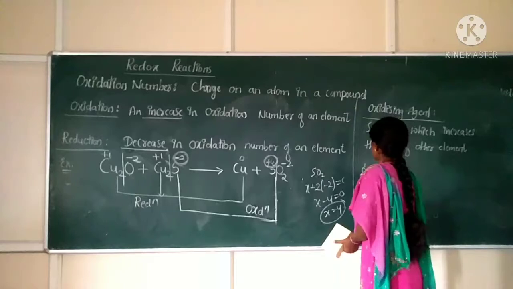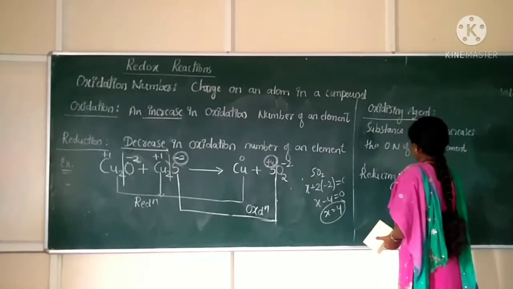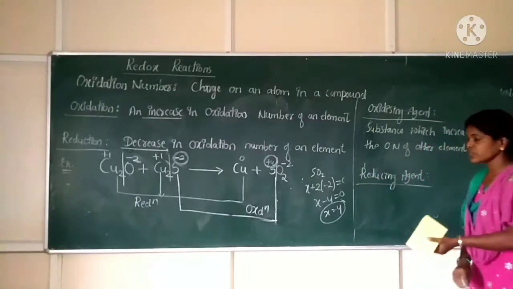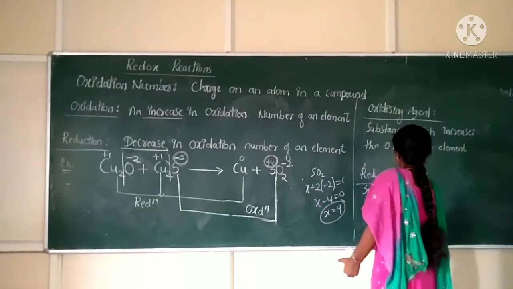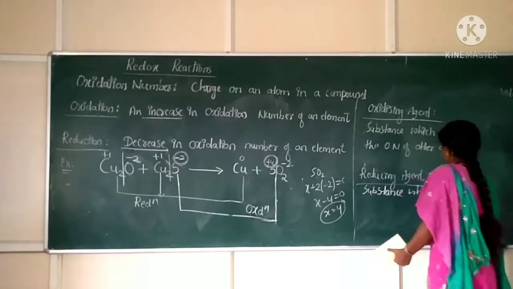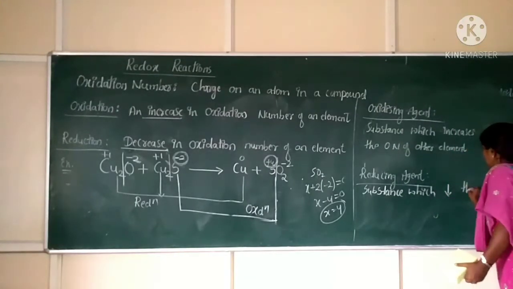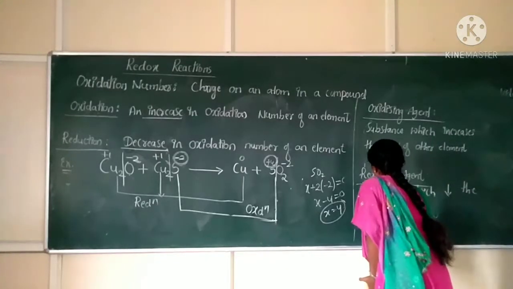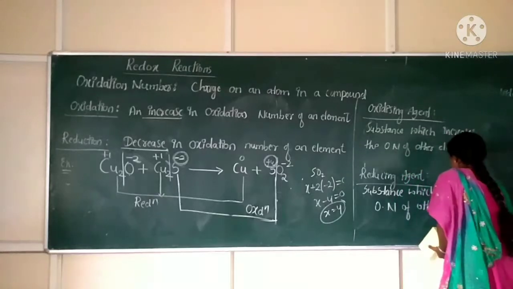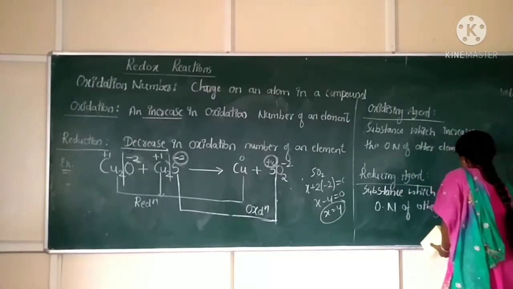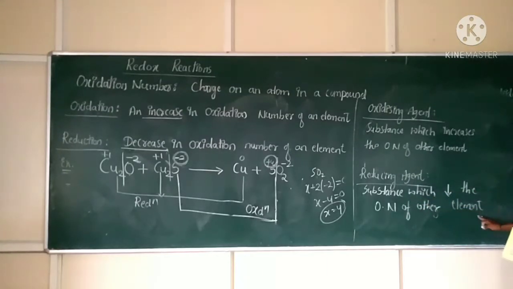Then reducing agent. What is a reducing agent? A reducing agent is a substance which decreases the oxidation number of another element.